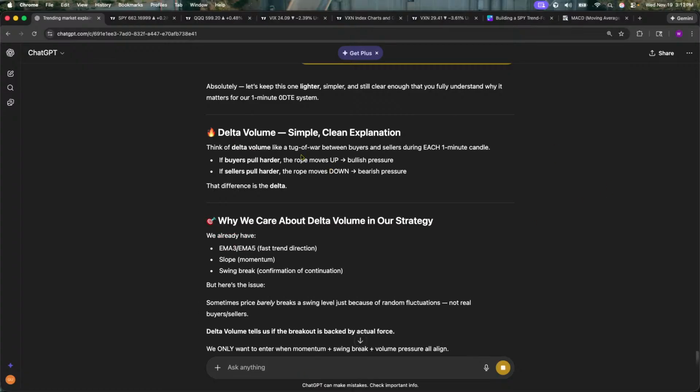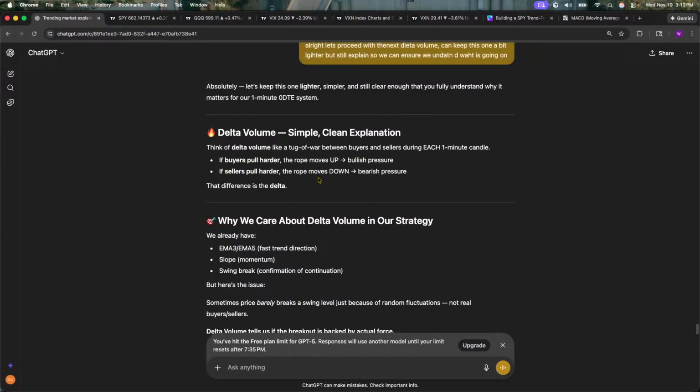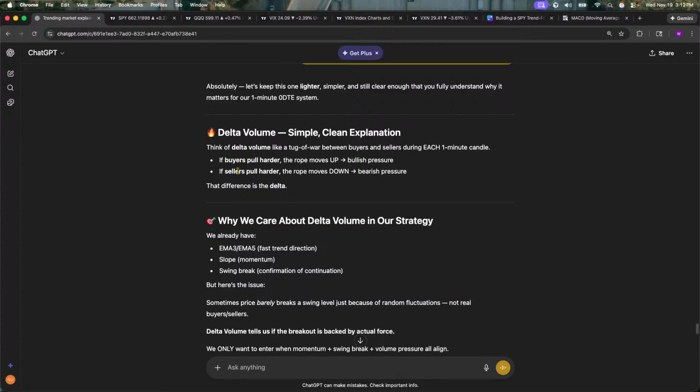Think of delta volume like a tug of war between the buyers and the sellers, each 1 minute candle. If the buyers pull hard, then the rope moves up, then we have bullish pressure. If the sellers pull harder, then the rope moves down, then we have bearish pressure.